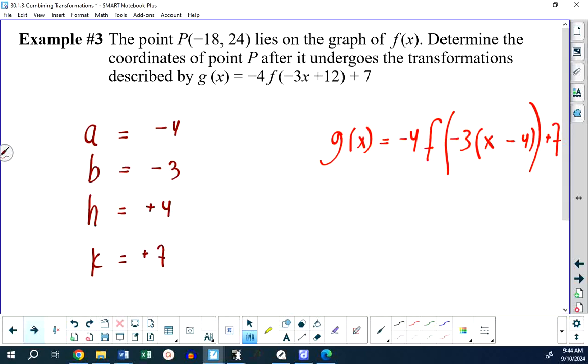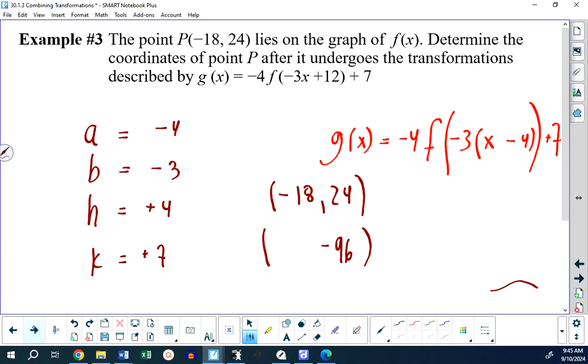We can answer the question now, and you can choose mapping as a tool here. I'm going to take -18, 24, and here's what I'm going to do. I'm going to stretch it vertically by a factor of 4. You should all look at a equals -4 and understand it's a vertical stretch by a factor of 4 and a vertical reflection. So I'm going to take the number 24, change it to -24, and multiply it by 4. So what I'm getting is -96. I believe, Noah, you're going to just let me know if that's right.